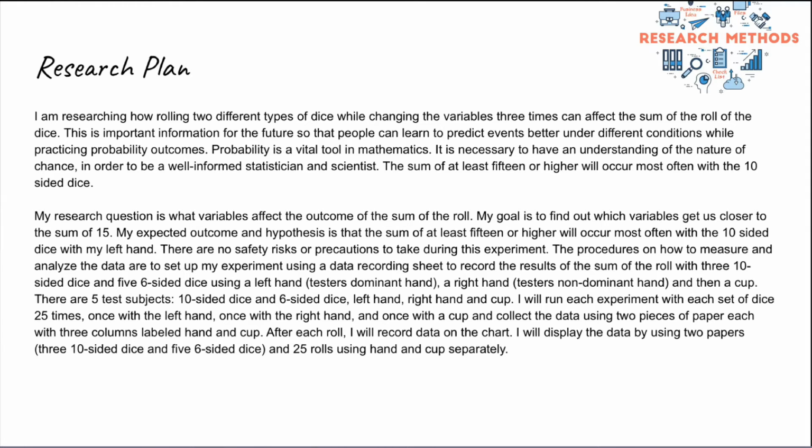Probability is a vital tool in mathematics, and it is necessary to have an understanding of the nature of chance in order to be a well-informed statistician and scientist. My research question is: what variables can affect the outcome of the sum of the roll? My goal was to find out which variables can get us closer to a sum of 15 or higher.